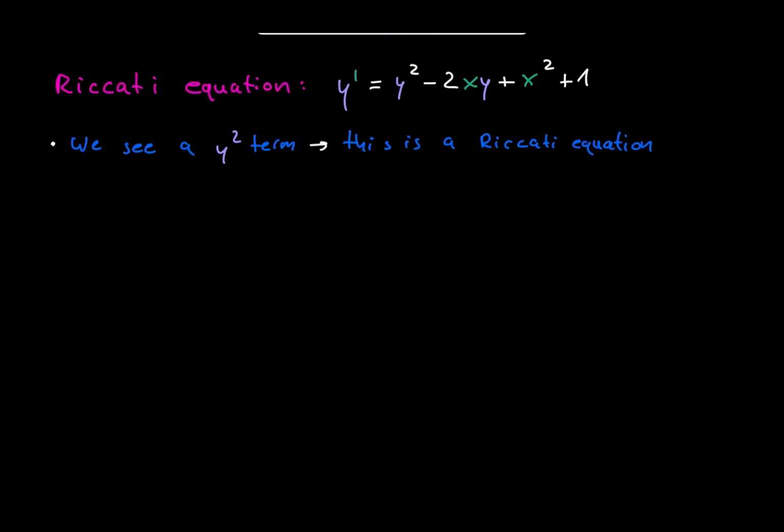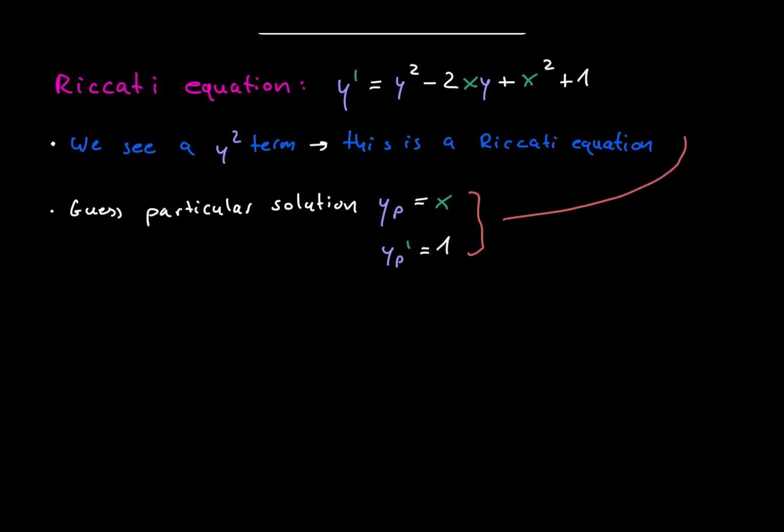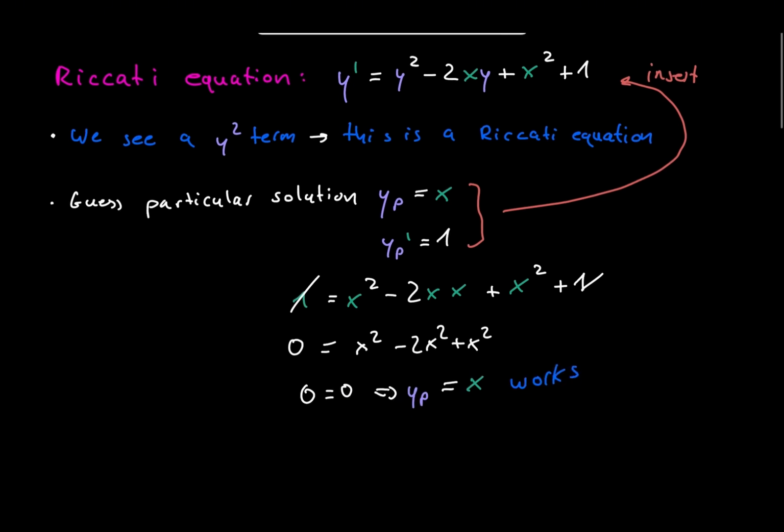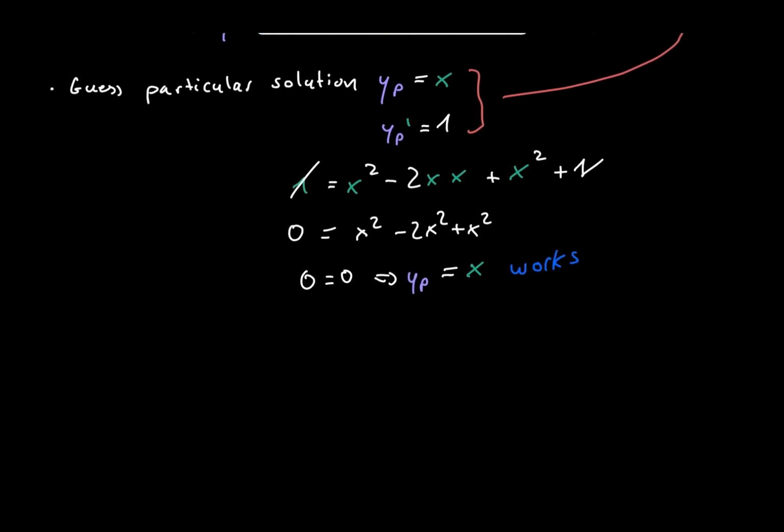Now we quickly check the particular solution. If y_p = x, then y_p' = 1. Now plug y = x into the right side. We get x² - 2x·x + x² + 1. The x² terms cancel and we get 1. So y_p = x works.